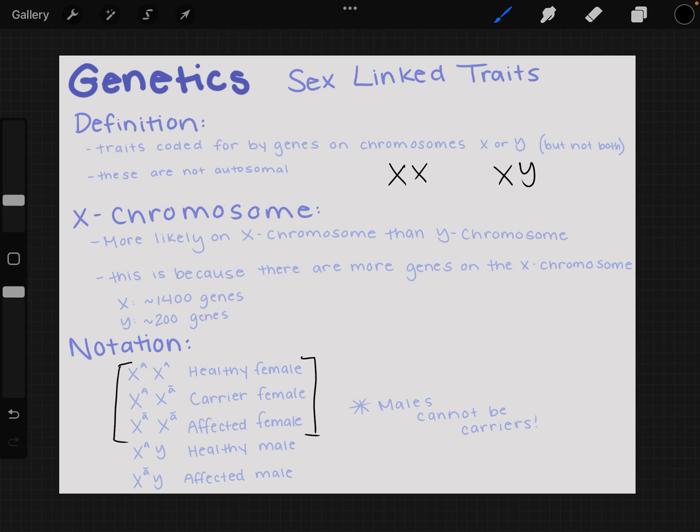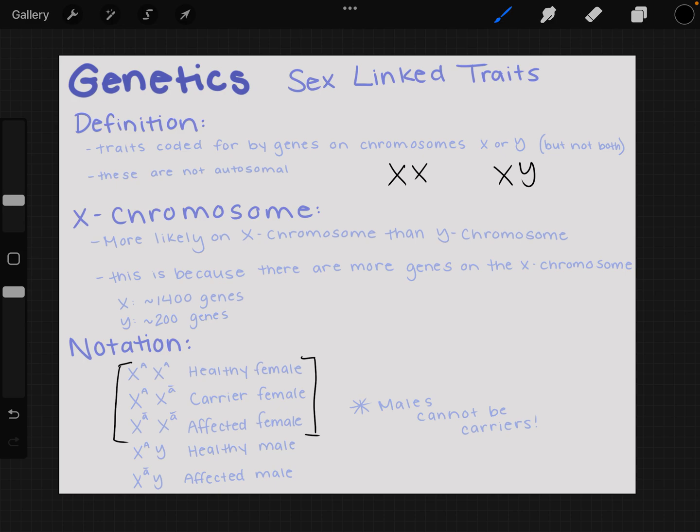So affected females are going to be much less likely because you have to get an affected chromosome from both mom and dad. Females are the only gender that can be carriers here because they are the only gender that has 2 X chromosomes. Whereas males have one X chromosome, so they are either healthy or affected if they have that recessive subscript. Because males will not have 2 of the traits, they cannot be carriers, right?